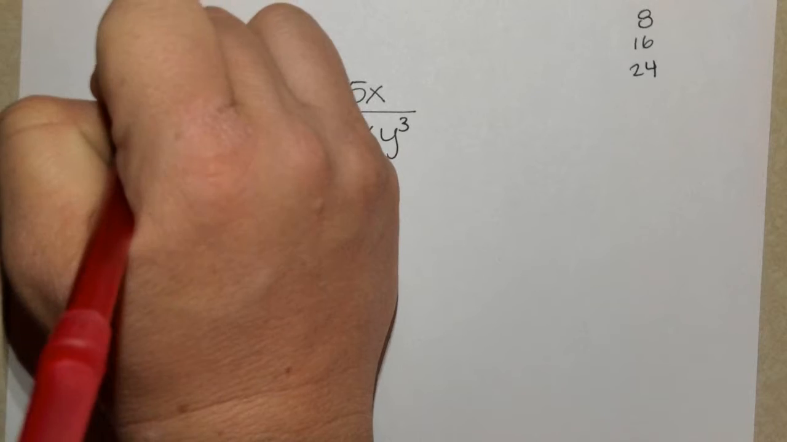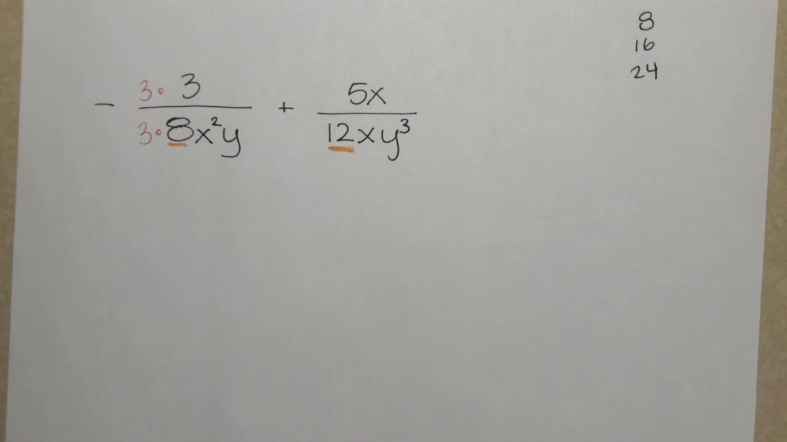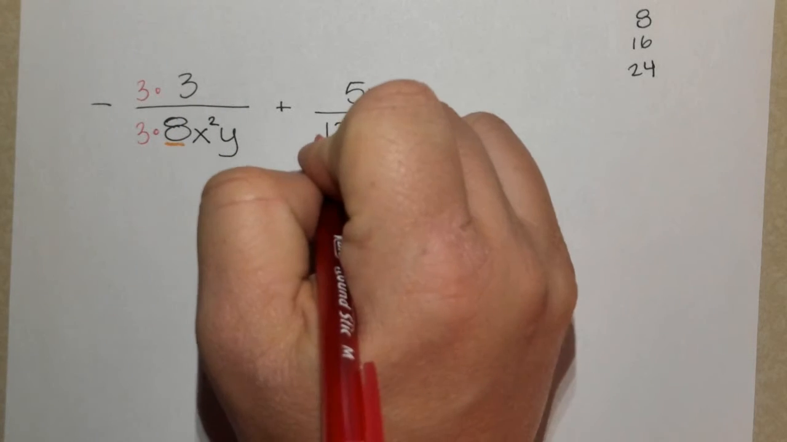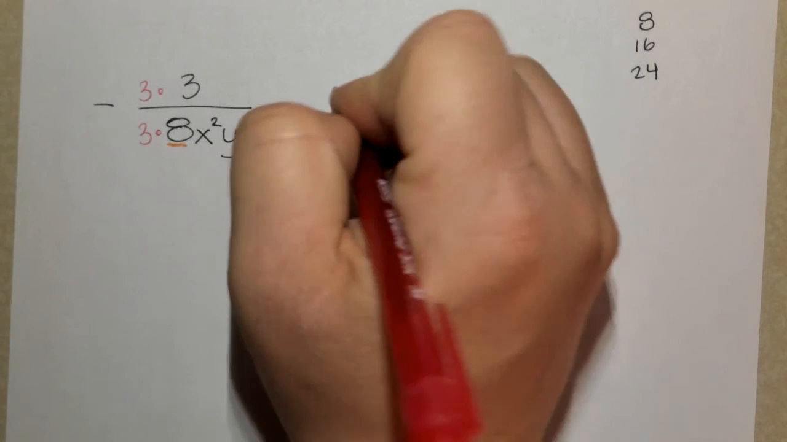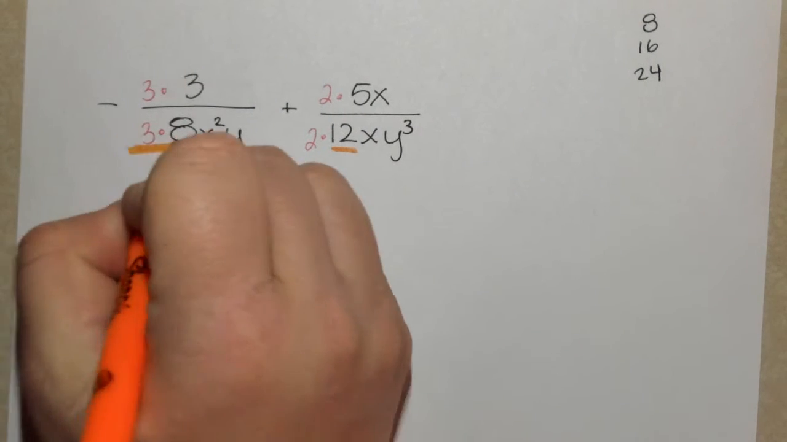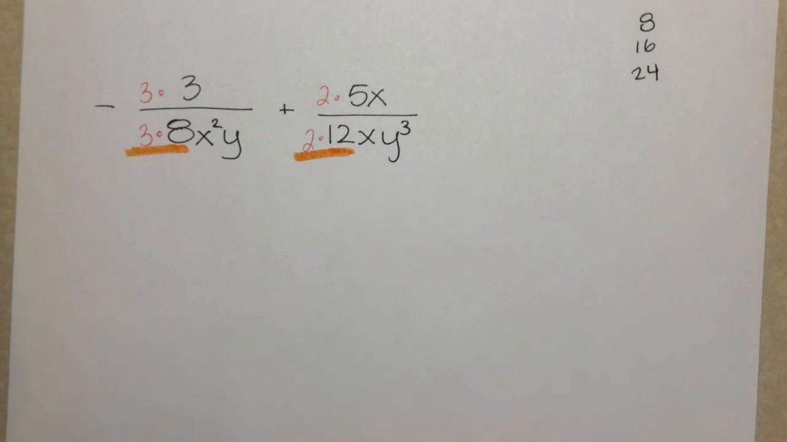Remember, whatever you multiply on the bottom, you must also multiply on top to preserve the value of the original fraction. And to get to 24, I'm going to multiply by 2 on top and bottom. So at this point, I've achieved 24 in the denominator.